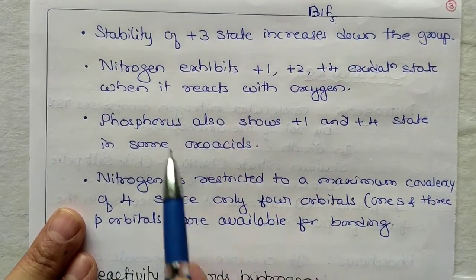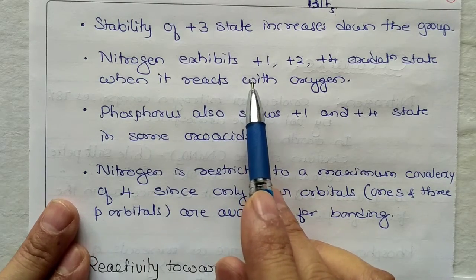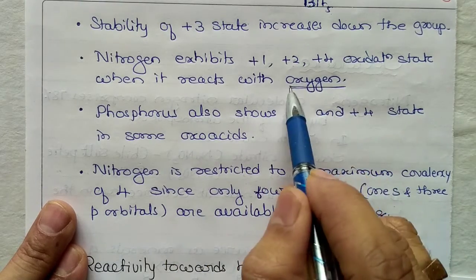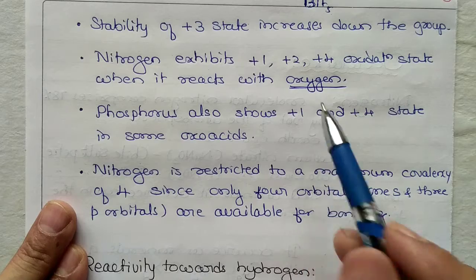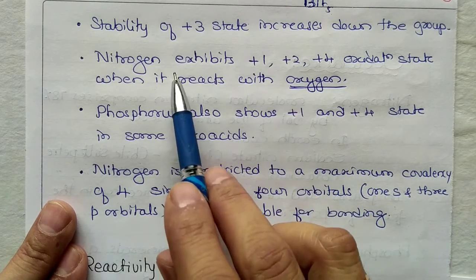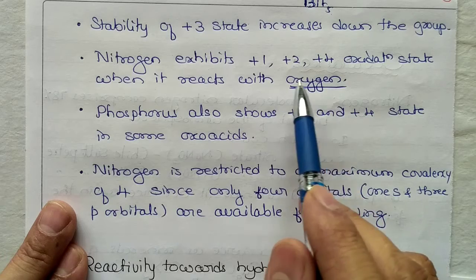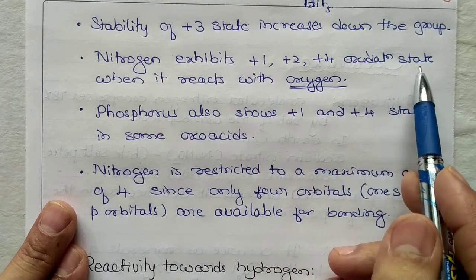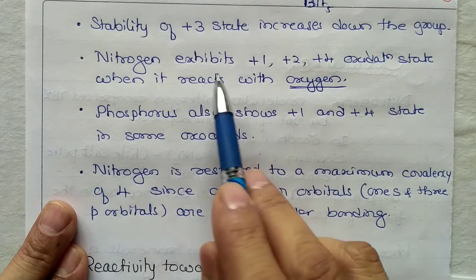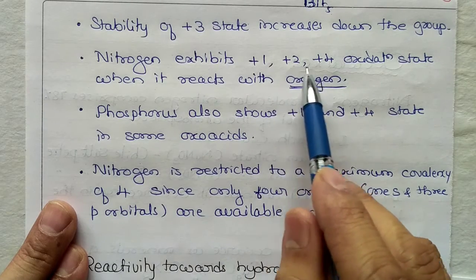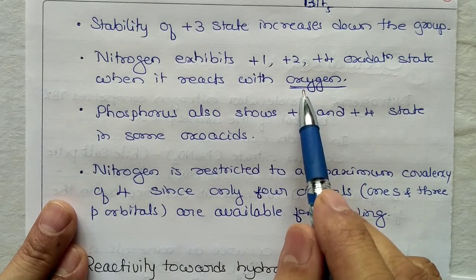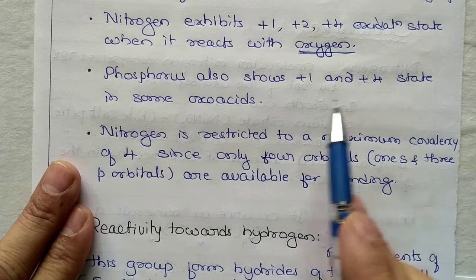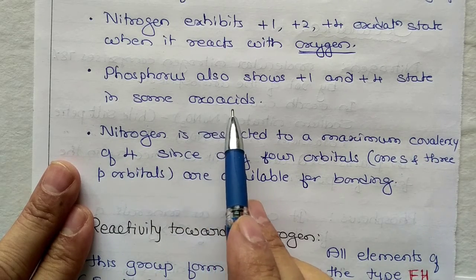Similarly, nitrogen exhibits +1, +2, +4 oxidation states when it reacts with oxygen, that is in oxides. Further, we have these details. When nitrogen forms nitrogen dioxide, peroxide or pentoxide like that, the +1, +2, +4 oxidation states exist, so nitrogen exhibits these positive oxidation states when it reacts with oxygen. Similarly, phosphorus also shows +1 and +4 oxidation states when it forms oxo acids.